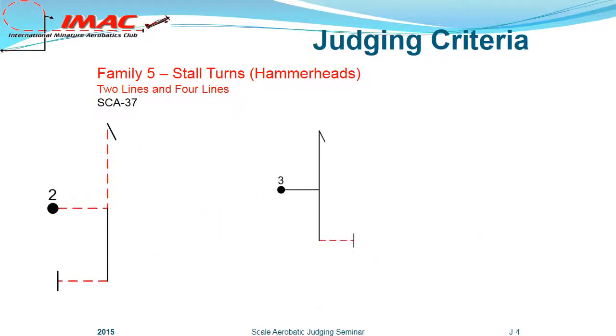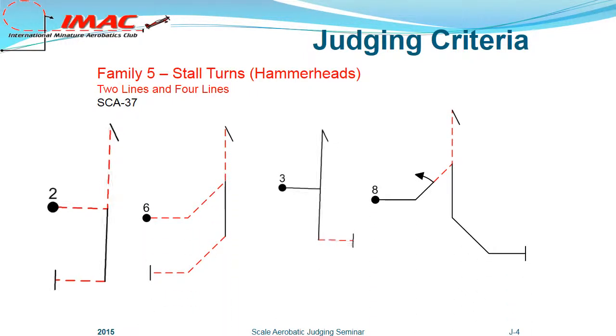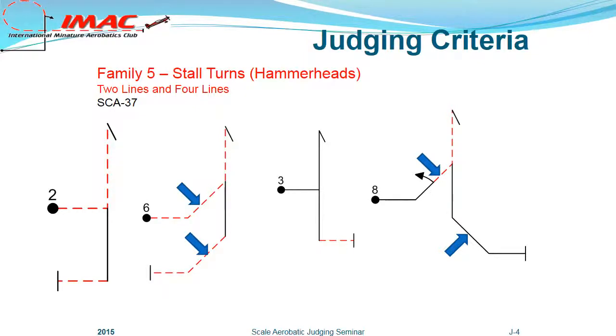Finally, some examples of 4-line stall turns from similar two-line figures. Figures 2 and 3 transition into figures 6 and 8 by adding 45-degree lines on both entry and exit. As with the 3-line hammerheads, when the 45-degree lines are added, the radii become 1/8 partial loops. Note the 1/2 roll on the figure 8 entry line. Any of the interior lines in hammerheads can have rolling elements added for an additional challenge.